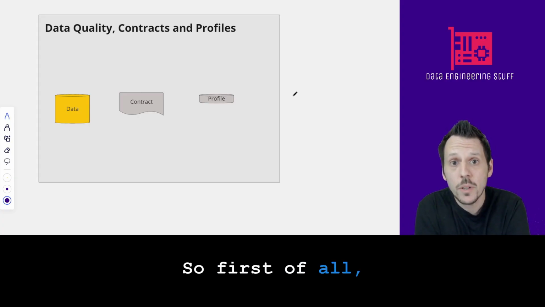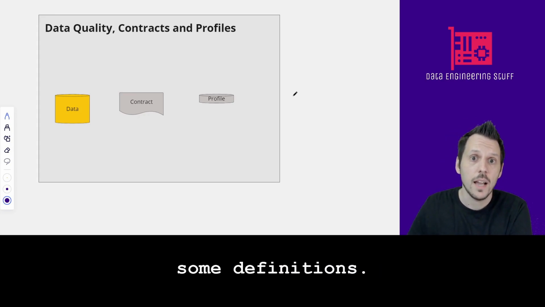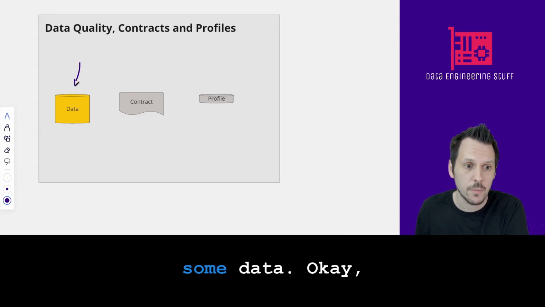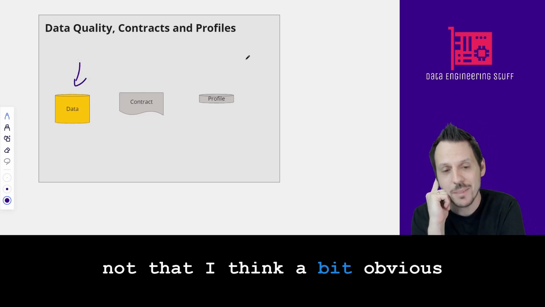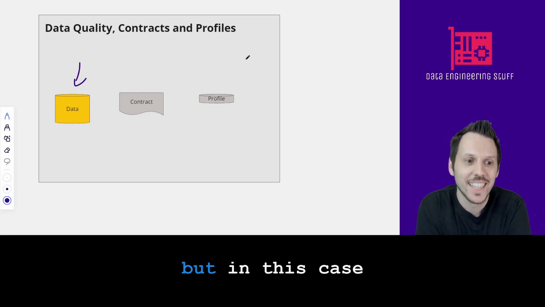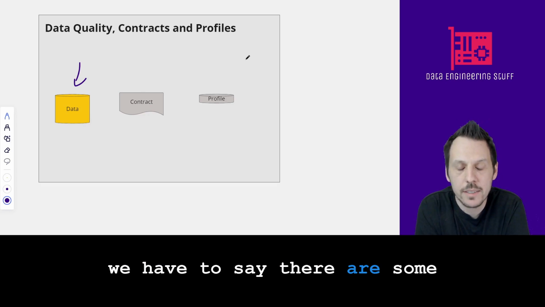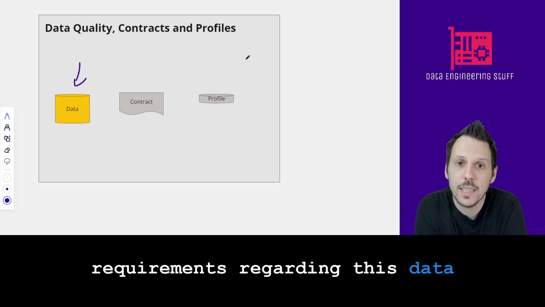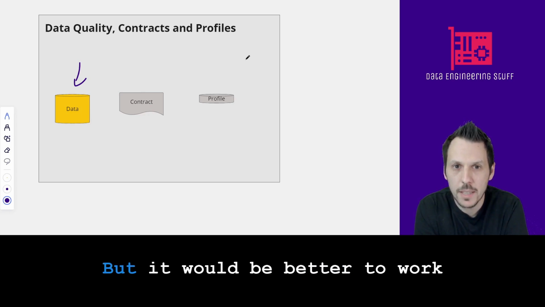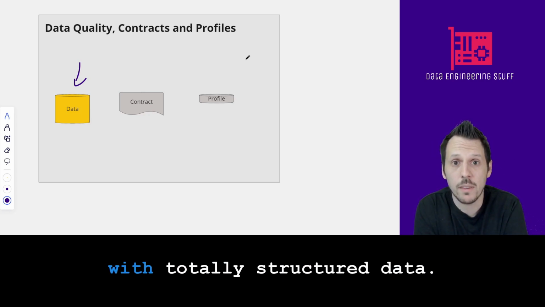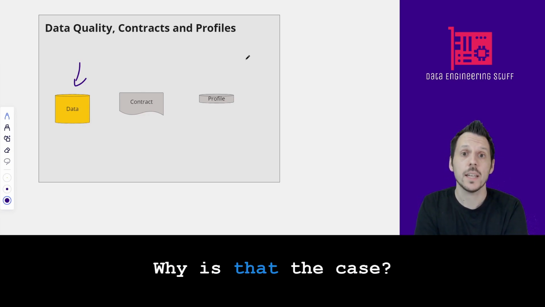So first of all, to start working, we need some definitions. The first is that we need some data. Not that I think it's not obvious in data engineering, but in this case we have to make some requirements regarding this data, because it has to be at least semi-structured, but it would be better to work with totally structured data. Why is that the case?